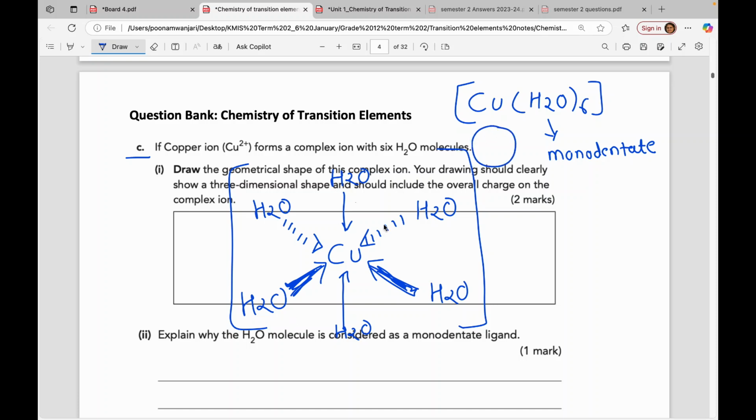and here we need to write the charge. To write this charge, students, we have to find the overall charge on the complex ion. As it is already given, copper is 2+. To calculate the charge on the complex, we have a formula.